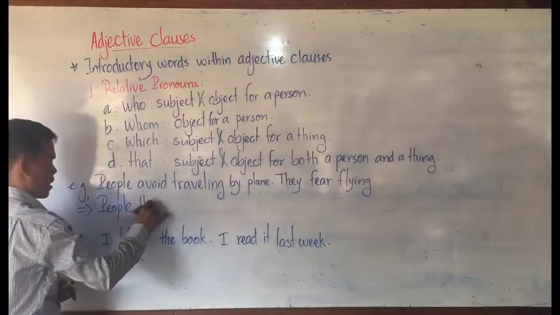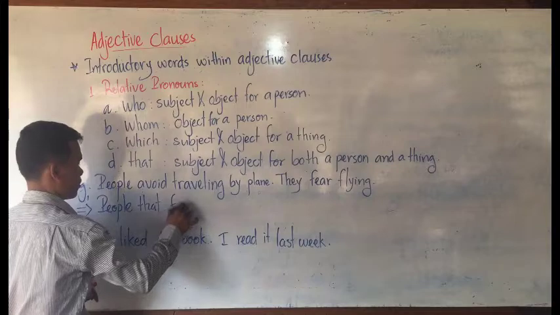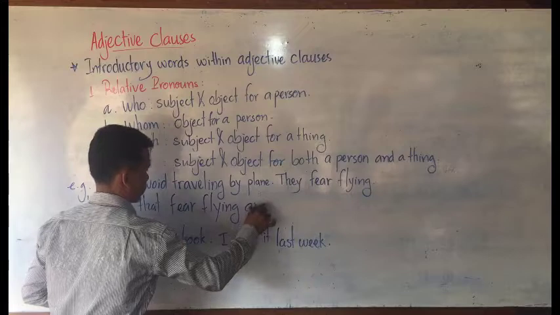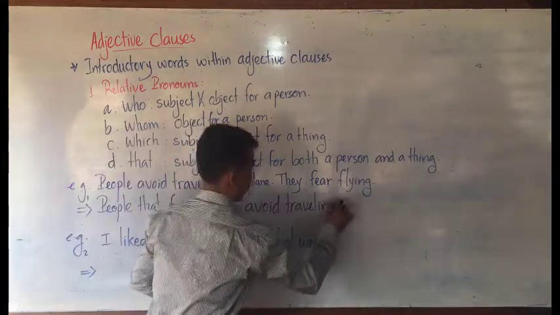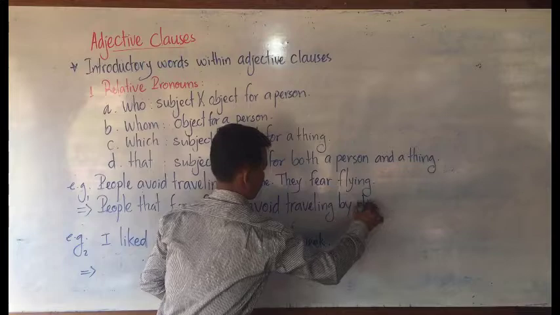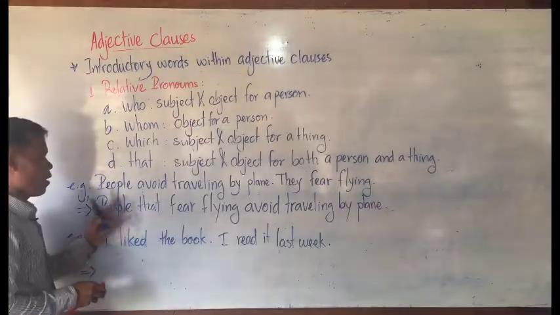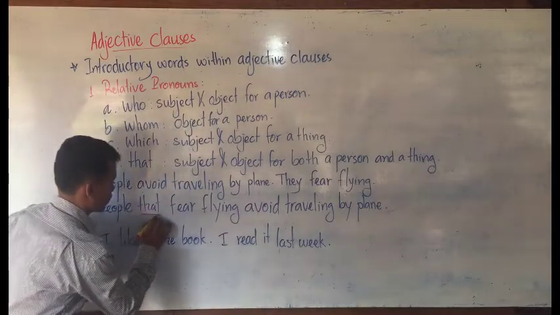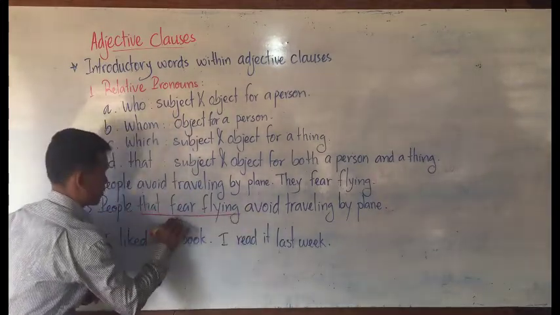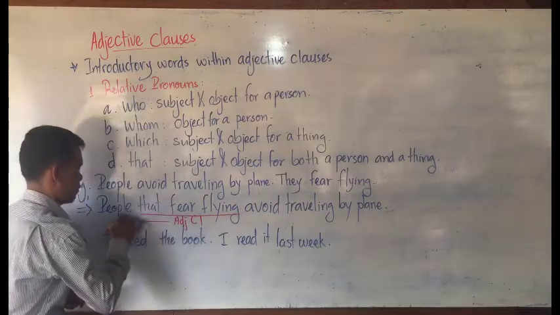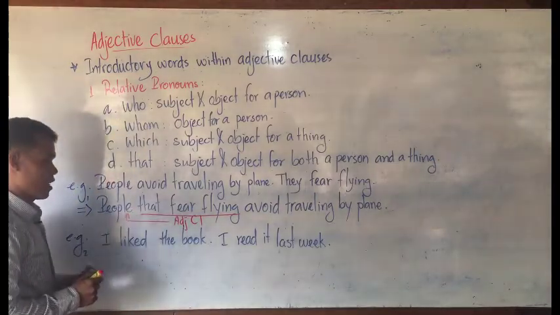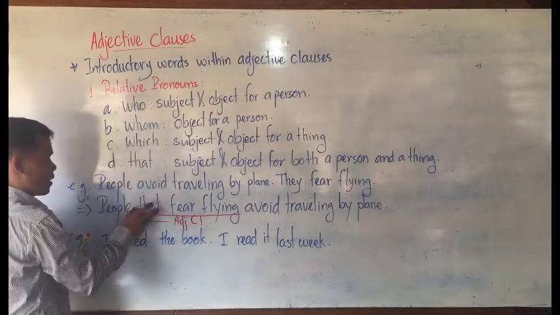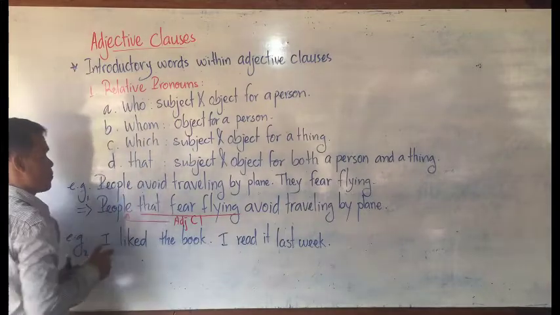We can write like this: people that fear flying avoid traveling by plane. So from "that" to "flying" is the adjective clause. It is a defining relative clause; "that" is not used in non-defining relative clauses at all. Here we can use "who" as well, but between "who" and "that," "who" is much better. "That" is used informally.